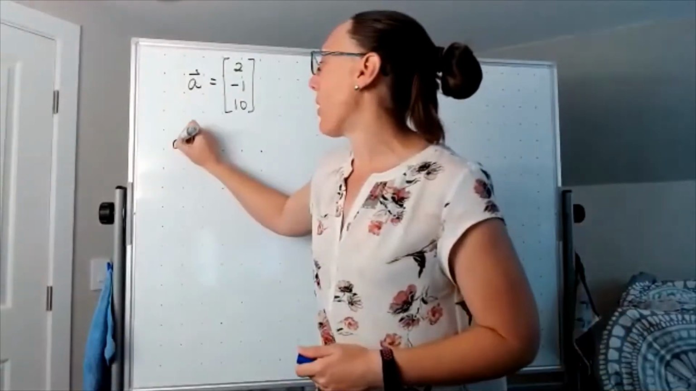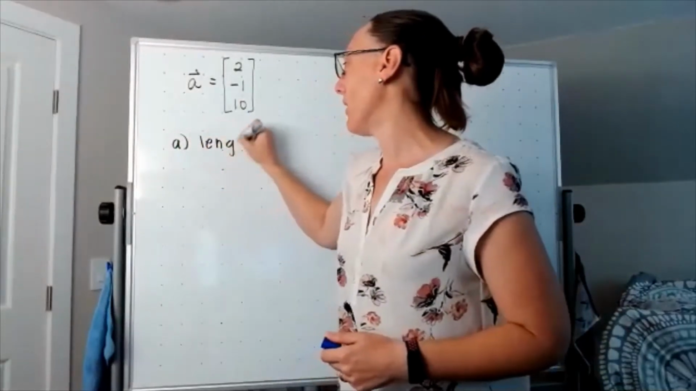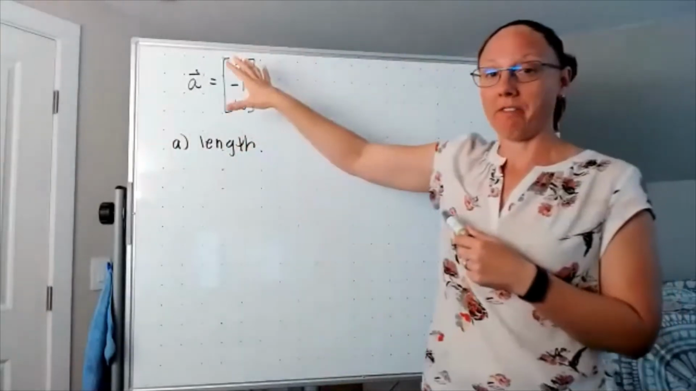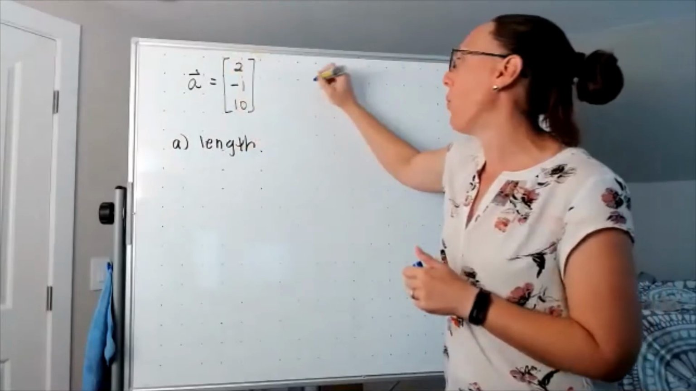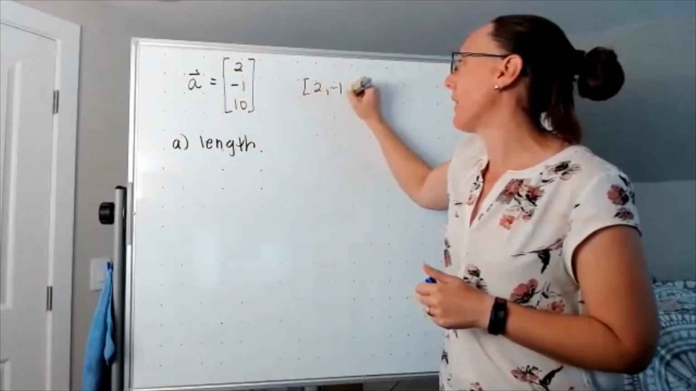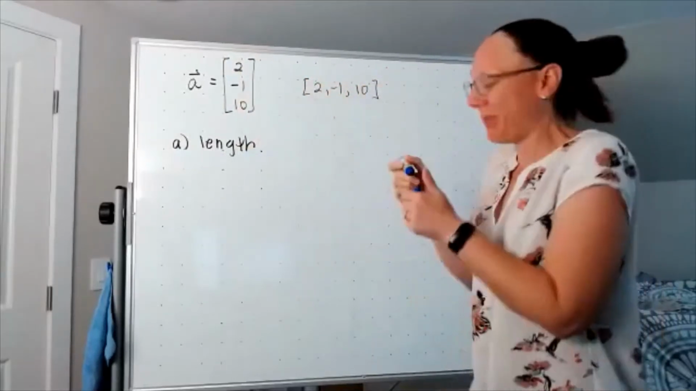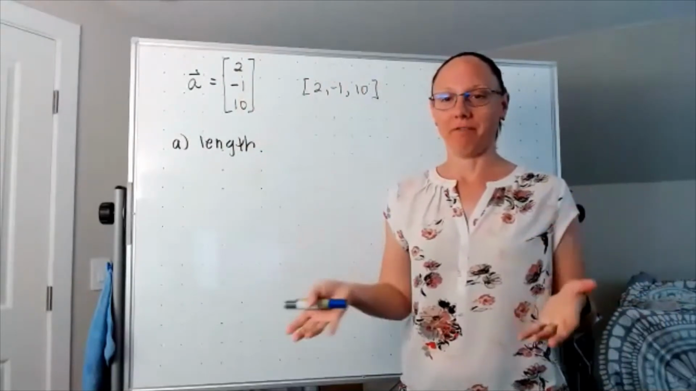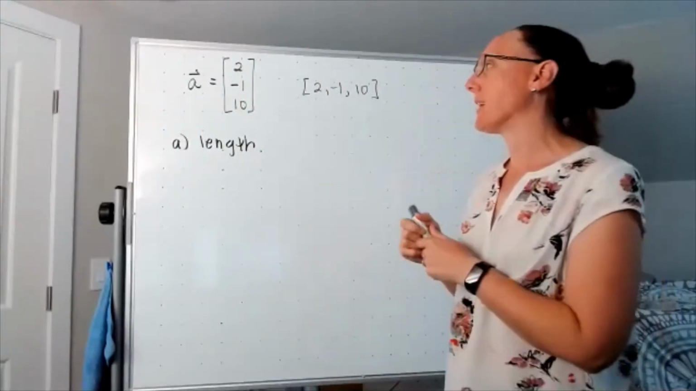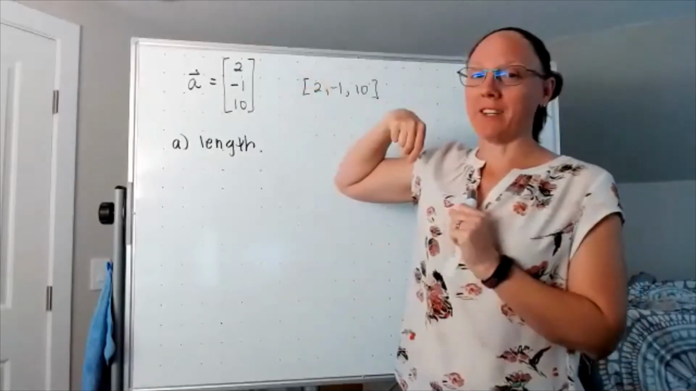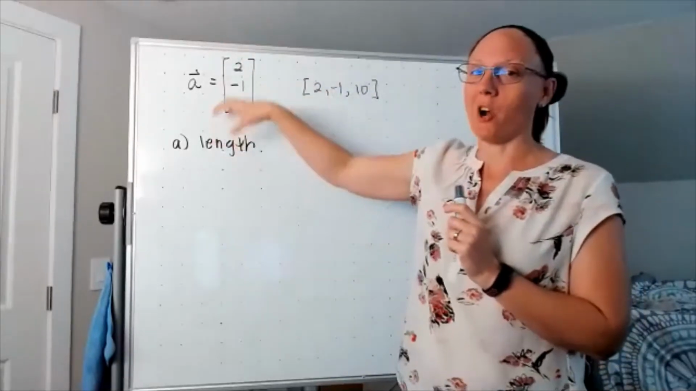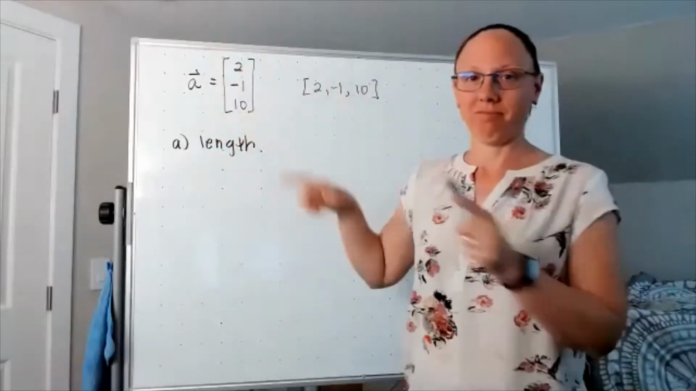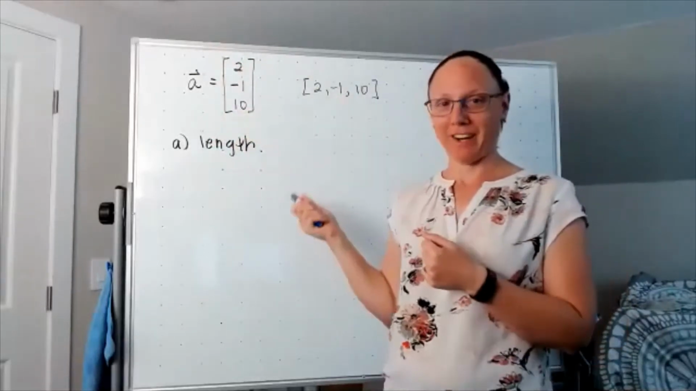So for that first part where I'm looking for the length, I should point out that whether the vector is written like this or written like this, these notations are interchangeable for vectors. And once we get into 8.4, we're almost always going to be writing our vectors like this, not like this. Cool. Onward, we're finding the length.